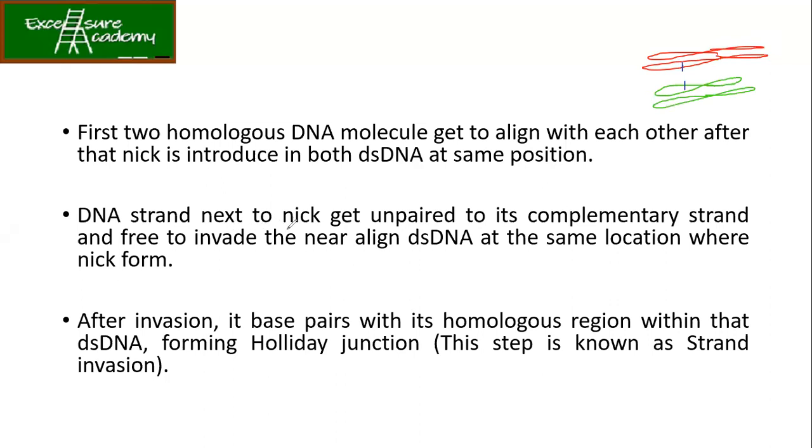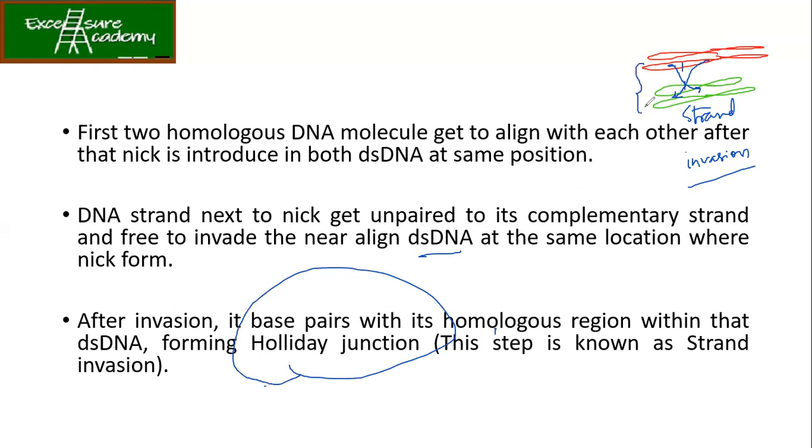Then the strand which is next to the nick gets unpaired from its complementary strand and is free to invade the nearby aligned double-stranded DNA at the same location where the nick is formed. What does this mean? This strand is going to invade this position and this strand is going to invade this. So this is known as strand invasion. Okay? Getting a little idea? If you have seen the figure in the PDF which I have shown, then you will get a clear idea. After invasion, it base pairs with the homologous region within the double-stranded DNA and it forms a Holliday junction. And this step is known as strand invasion.